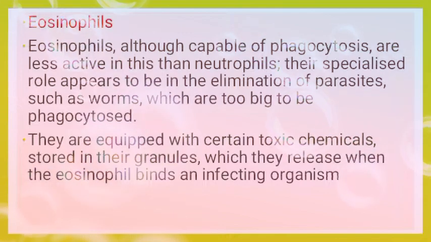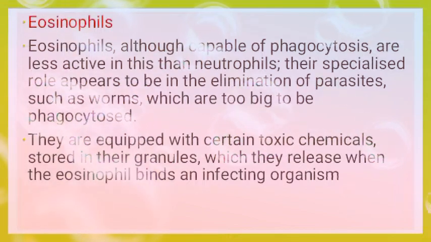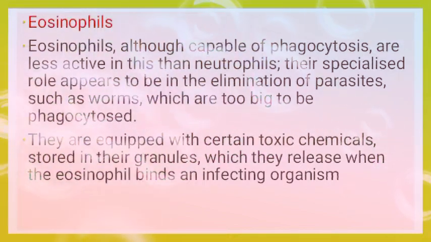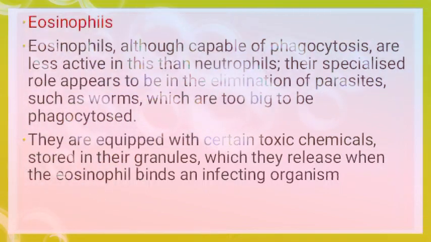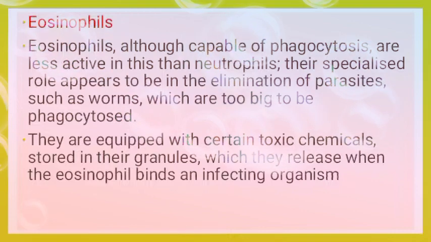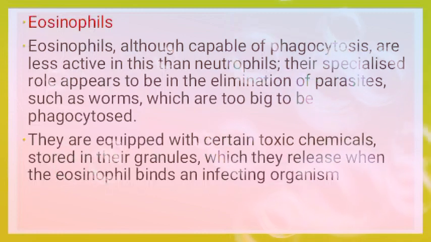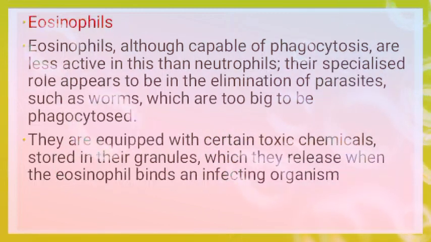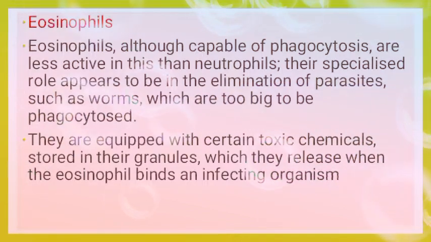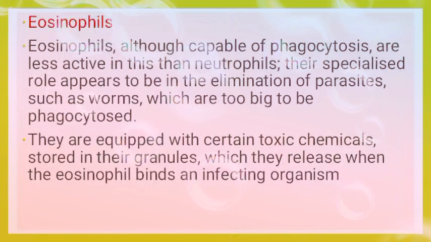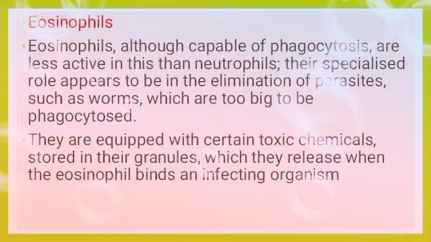But it is specialized in the elimination of the parasites that are large enough to be phagocytosized, because the neutrophils are just the body cells, but there are those parasites that are so big that they cannot be phagocytosized. Hence, they are going to be attacked by the eosinophils, because these eosinophils are equipped with a certain toxic chemical that, when it is secreted, is going to make these parasites flee away from the tissues, or rather get eliminated from the body.